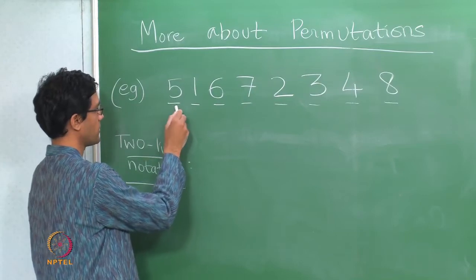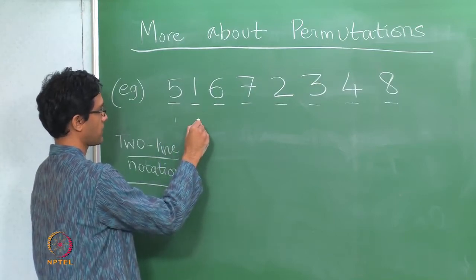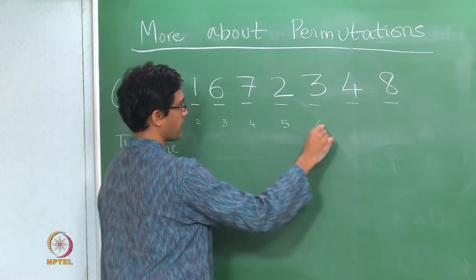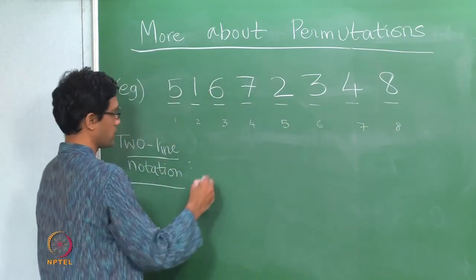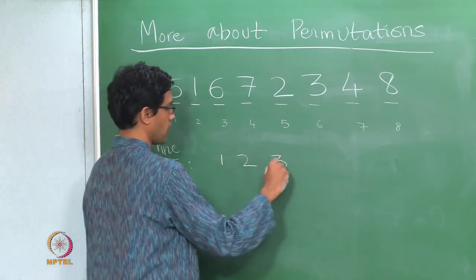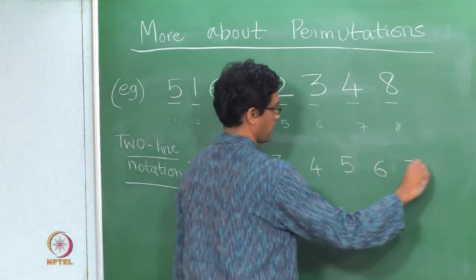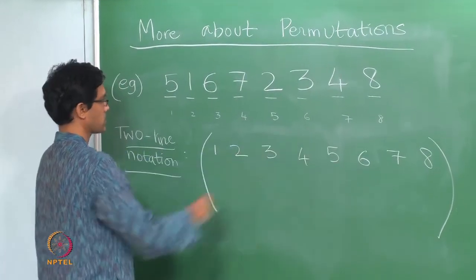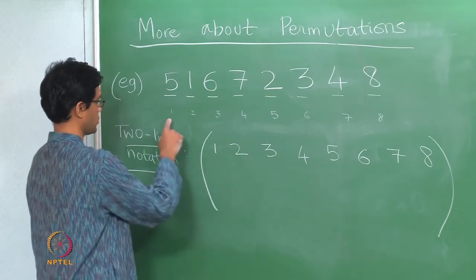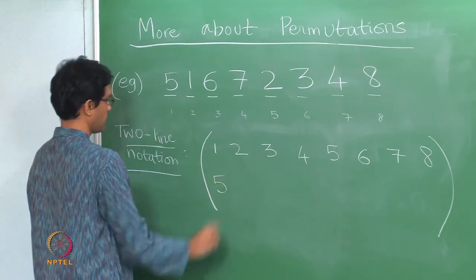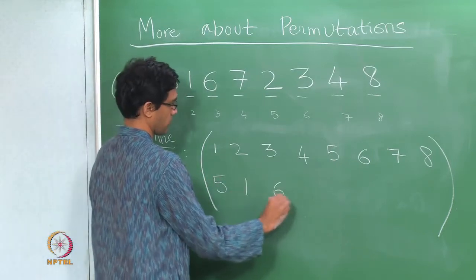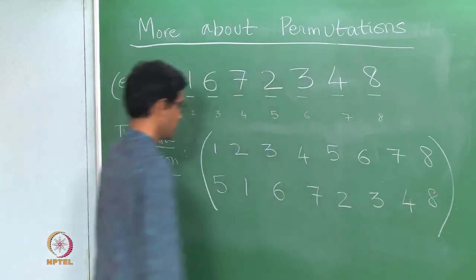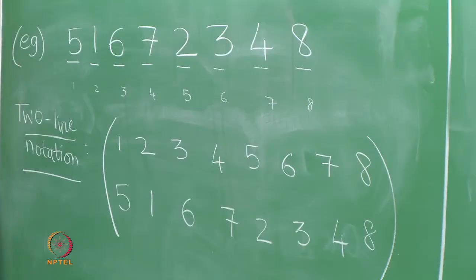So we think of this first blank here as being position 1, the second as being position 2, the third is position 3, and so on up to position 8. The first line here is the position, so position 1, 2, 3, 4 and so on. The top line is just the position numbers, and the bottom line is the entry in that position. So for example, in the first position here we have the number 5, the second position has the number 1, then 6, 7, 2, 3, 4 and 8. So this notation is sometimes called the 2-line notation for a permutation.